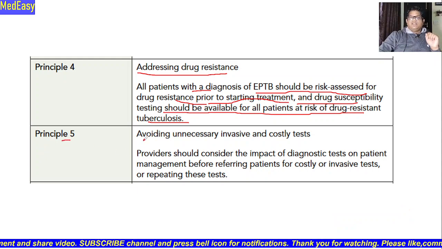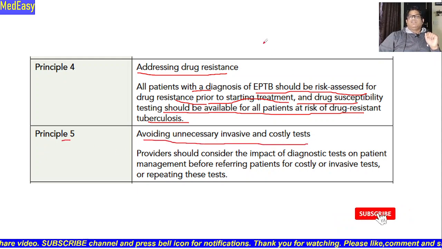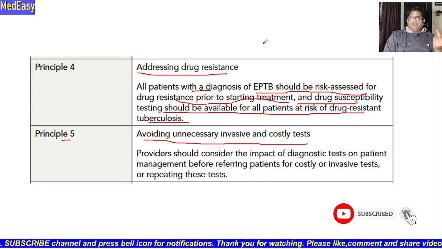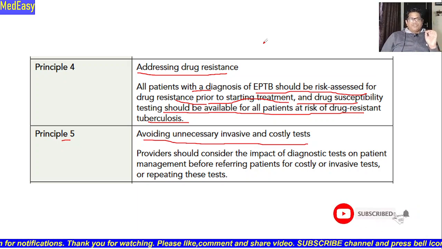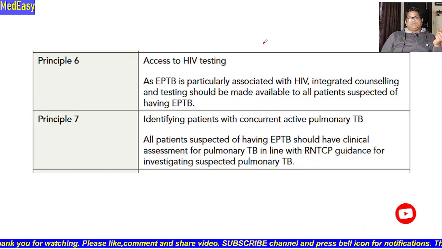Reason number five, that we should avoid unnecessary invasive and costly tests, because invasive and costly tests will have a financial burden on the patient, and also will sometimes delay the diagnosis. So we should make the right diagnosis. We should do the right, appropriate investigation that will confirm or support our diagnosis.